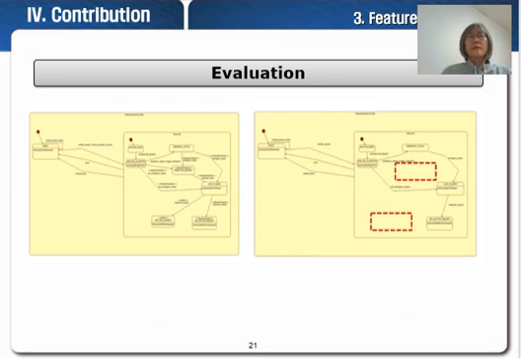This is another evaluation result related with the state transition model. The evaluation result shows the product architecture is consistent with the product line architecture, and the product line architecture is consistent with the feature model, based on our suggested design guideline.